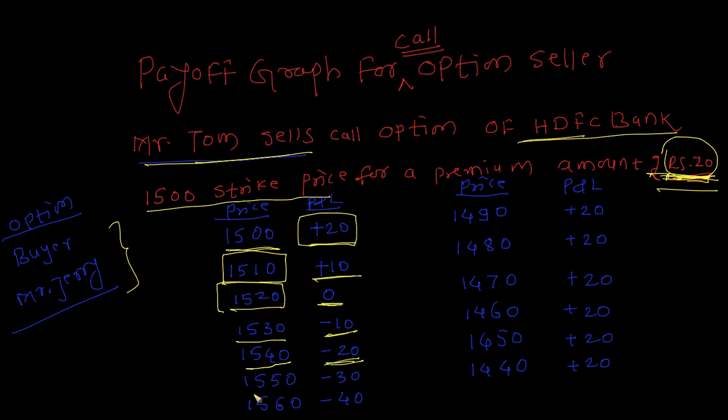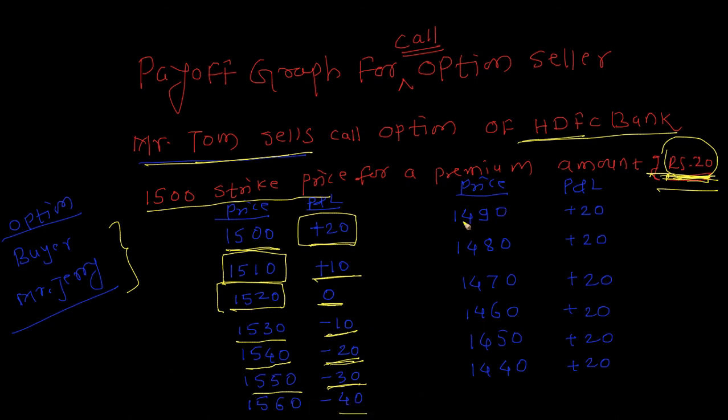Here the market price of HDFC is 1550, but he has to give it for 1500 as he has sold the coupon. So here his loss will be 50, but already he has earned 20. So minus 50 plus 20 will be minus 30, so 30 is his net loss here.